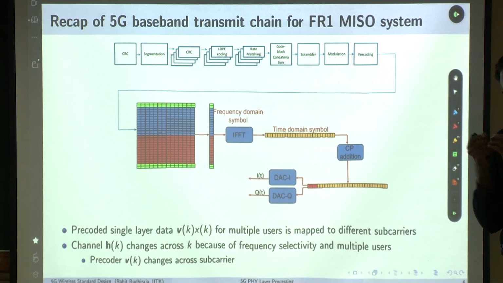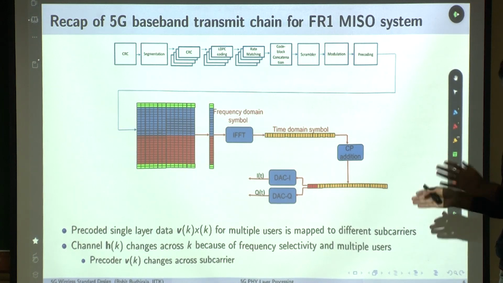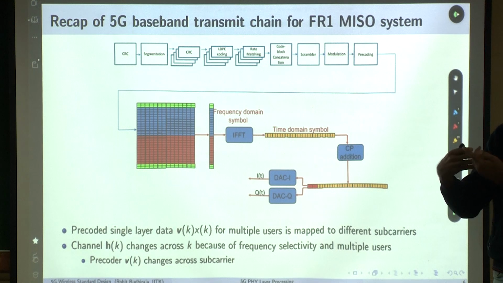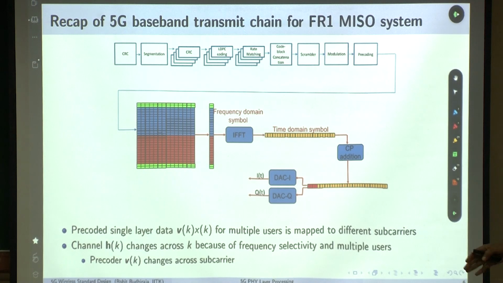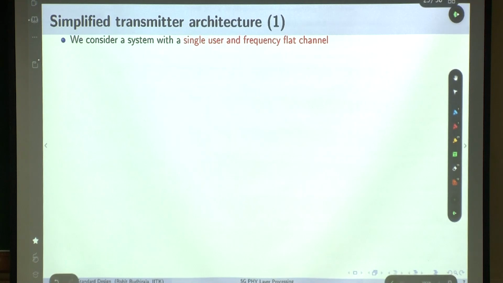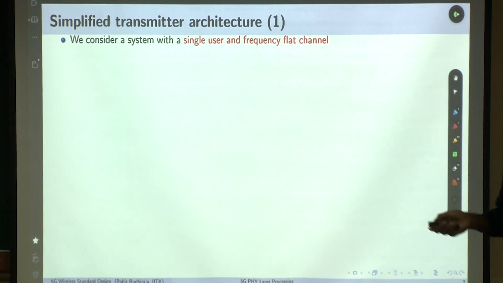This is my requirement. Now keeping this in mind, how do I design my system? As I said, we have to design a simplified system because we cannot put one RF chain per antenna, and the constraints we have discussed. So what kind of a system am I considering? I am considering a system with a single user and a frequency flat channel. Why? Because I am designing my system for a line of sight channel, plus I am considering a single user system.